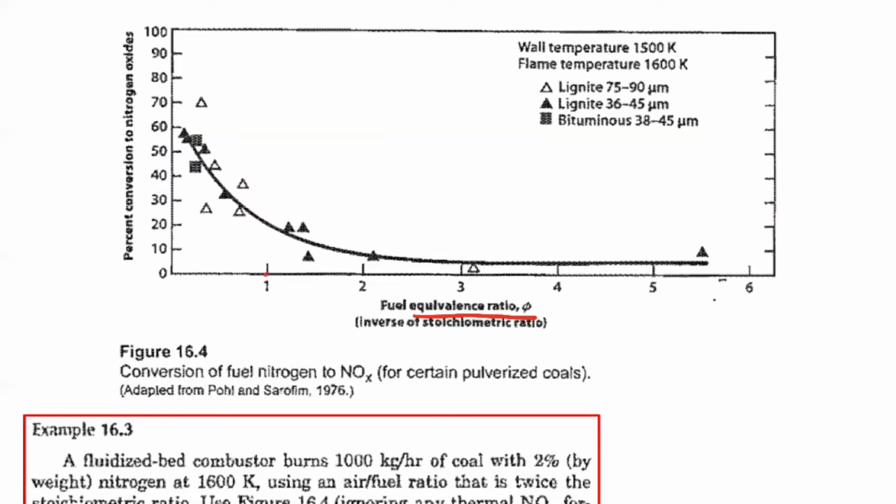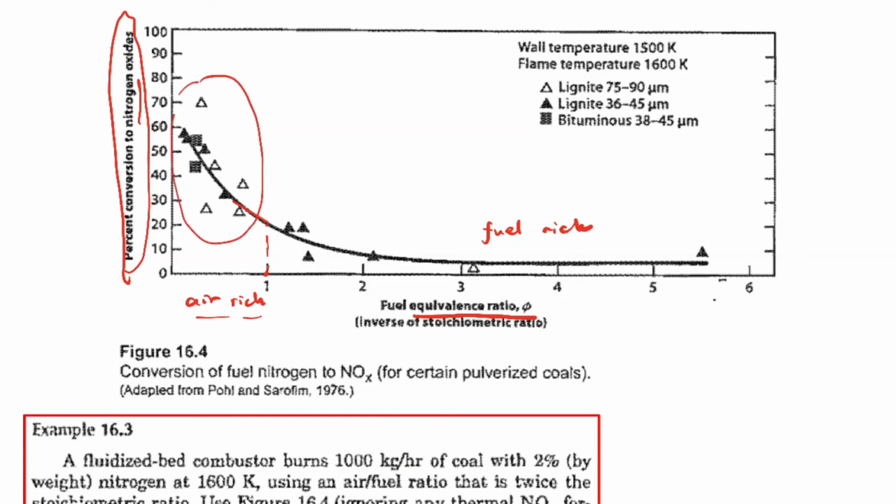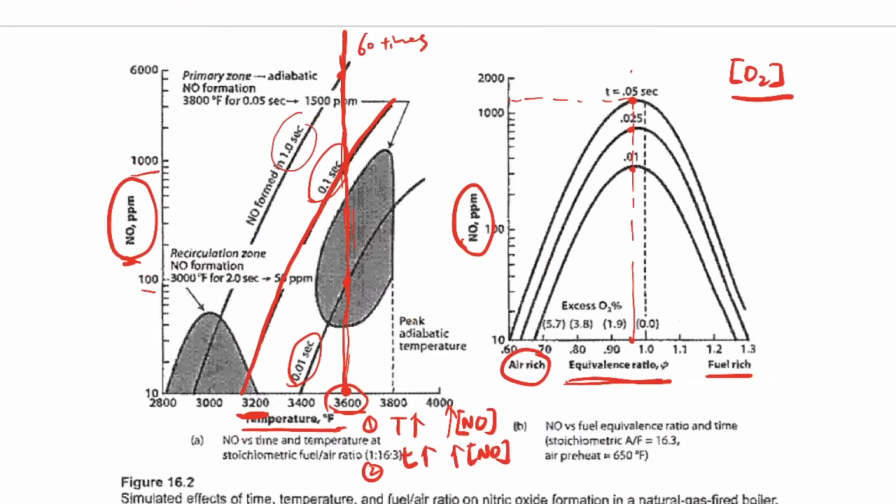Okay, so again, if it's equal to 1, then that means it's providing the air according to the stoichiometric requirement. If it's below 1, that means air rich. If it's larger than 1, that is fuel rich. And you can see that when there's air rich, we have a higher percentage of the nitrogen converting into the nitrogen oxides. Okay, so if there's more air, then you're going to get more nitrogen oxides. So that's why the oxygen concentration will also determine the formation of NOx.